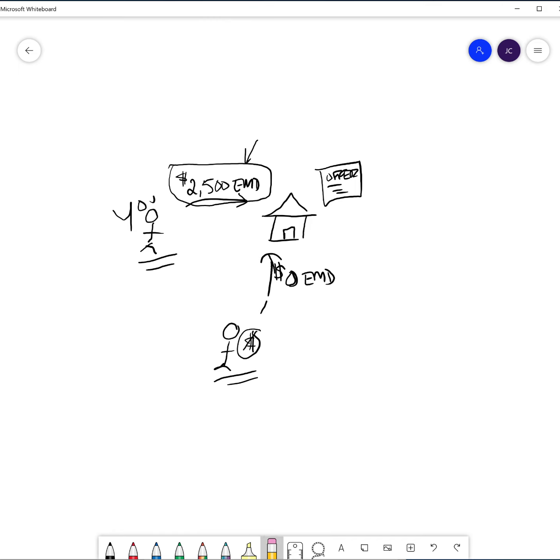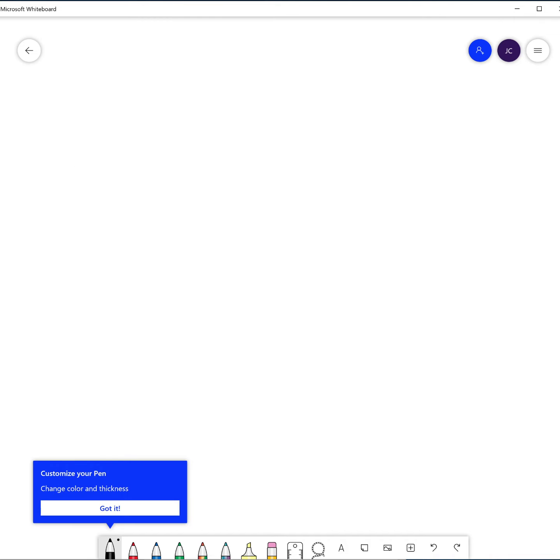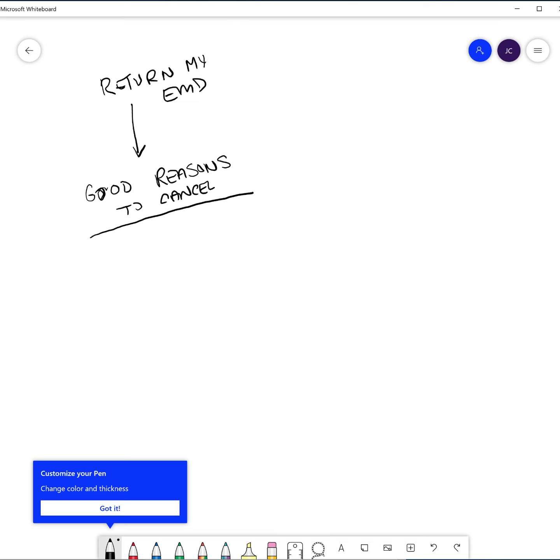So, an important thing to note there is that I said, if I cancel a transaction for a purpose not in the contract. Here are good reasons to cancel. Return my EMD. So if any of these reasons that you cancel are good reasons to cancel, you get your EMD back. Number 1. I am an FHA buyer or a VA buyer.